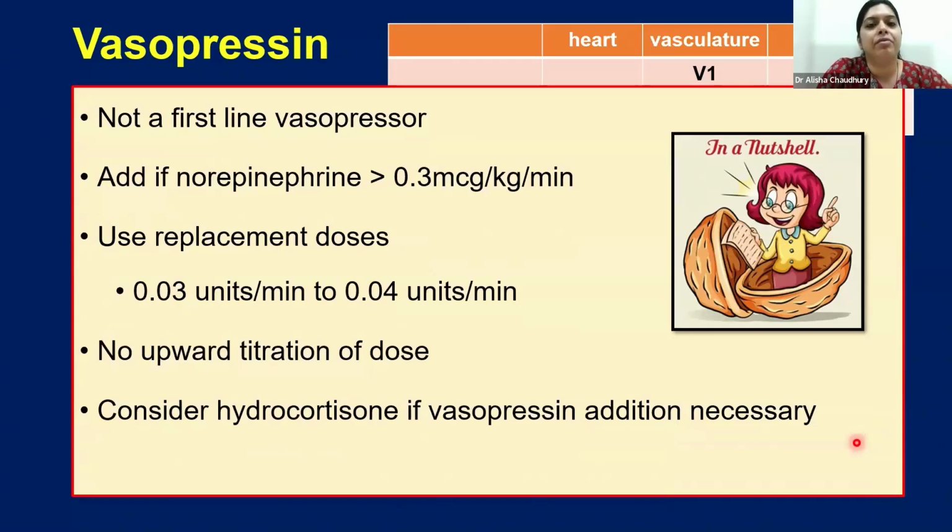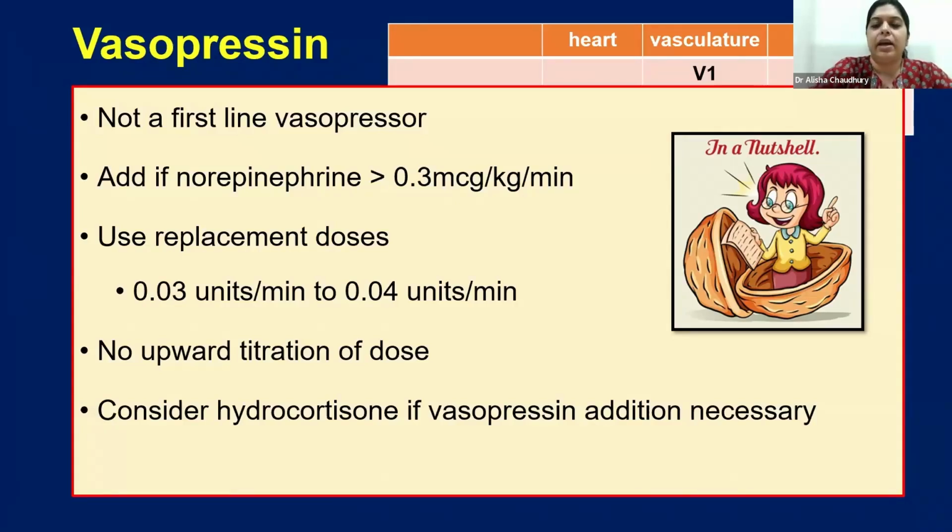Look at the profound effect it has. Add it especially when your NORAD doses are more than 0.3 mics per kg per minute. The doses to be used are 0.03 units per minute to 0.04 units per minute. There is no upward titration of the dose. And consider hydrocortisone, especially if you are going to add vasopressin. So you need to think about adding steroids also.